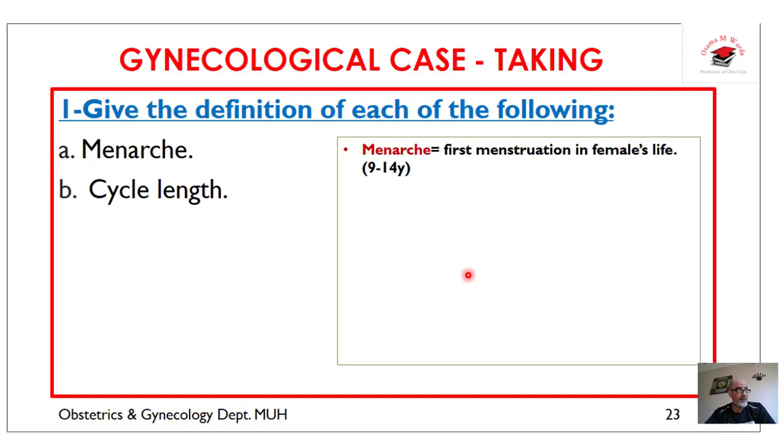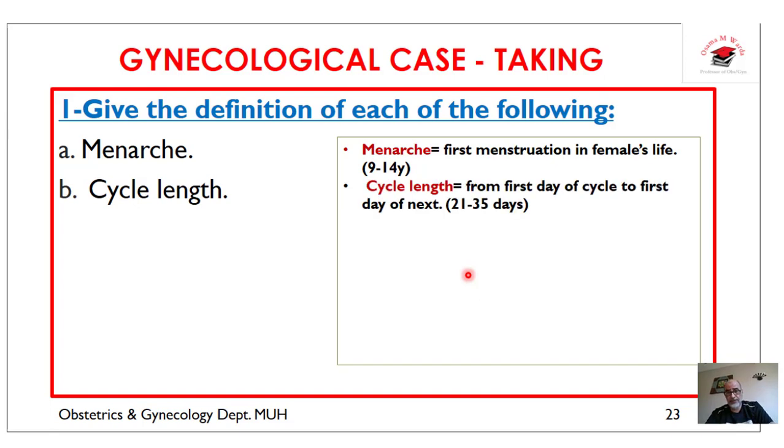Cycle length. The cycle length is the length of time starting from the first day of the cycle to the first day of the next cycle. The normal cycle length ranges from 3 to 5 weeks, or 21 to 35 days.